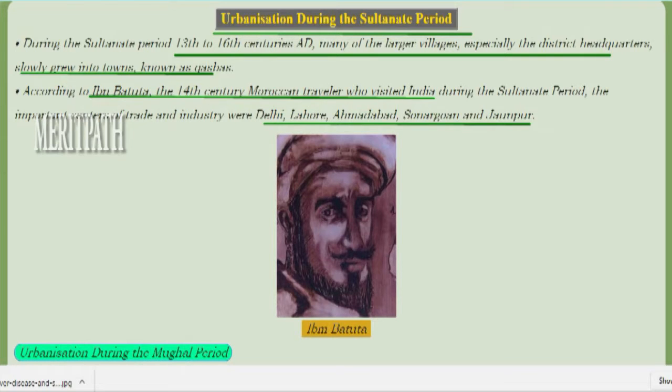So during the Sultanate period, between the 13th and 16th century AD, the larger villages and district headquarters turned into towns and were known as kasbahs. In the 14th century, Ibn Battuta, a Moroccan traveler, visited India during the Sultanate period, and at that time the important cities for trade and industry were Delhi, Lahore, Ahmedabad, Sonargaon and Jaunpur. This is the image of the Moroccan traveler Ibn Battuta.